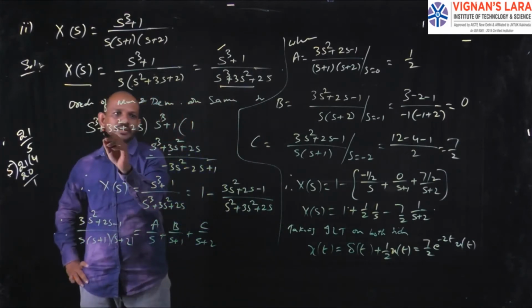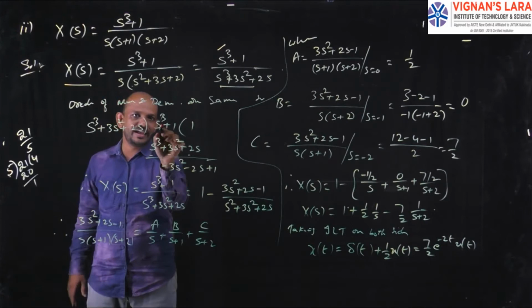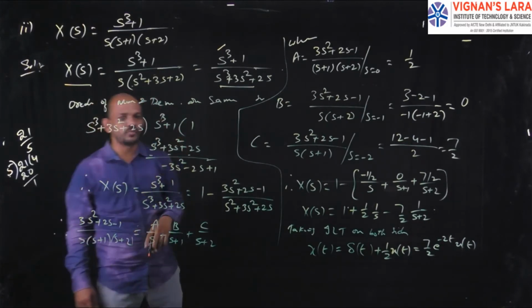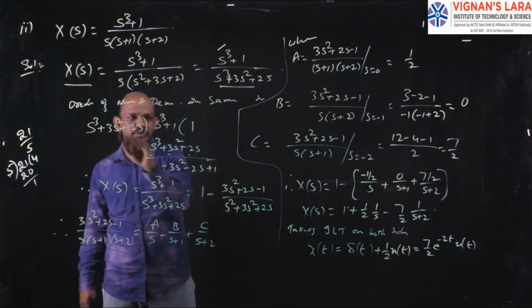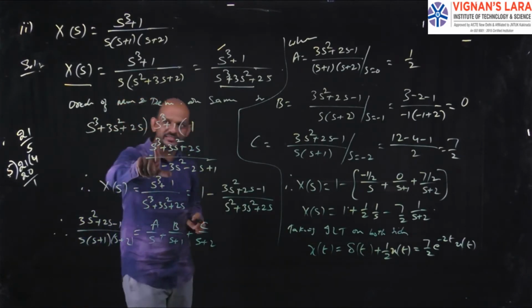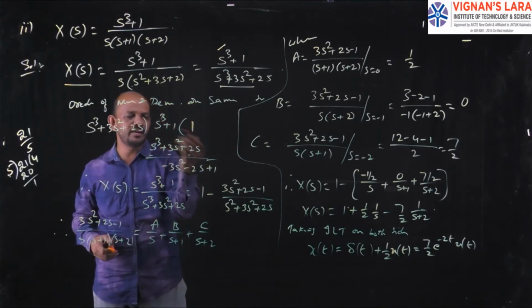So I am writing the denominator, s cube plus 3s square plus 2s. This is the numerator, s cube plus 1. So this is multiplied one time. So what happens? s cube plus 3s square plus 2s. If you multiply this one time, I will get this.